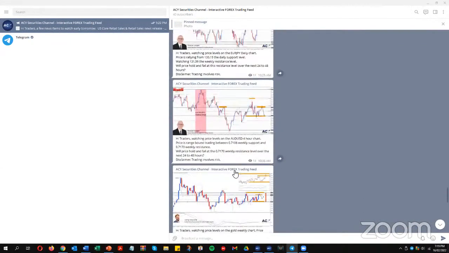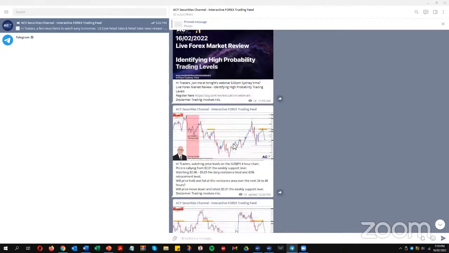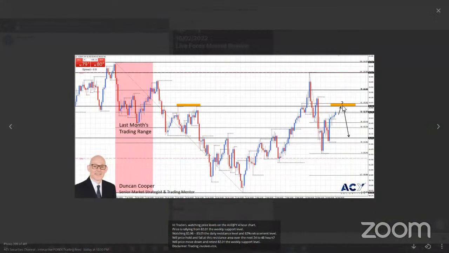All right, where are we? Just to show you what I'm posting. This was the chart I posted earlier today. I was highlighting the 82.96 to 83.05 level, which is the daily resistance and the 62% fib retracement level. Is that an area where the price could rally to and fail and then move back down?